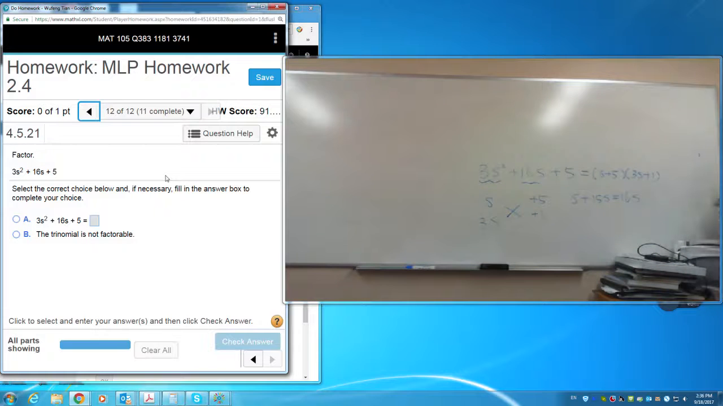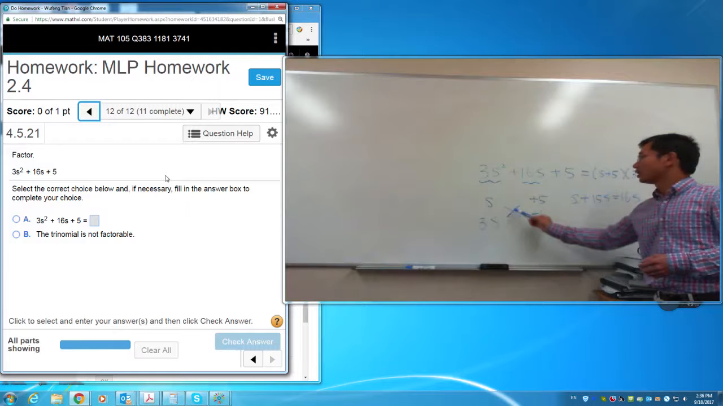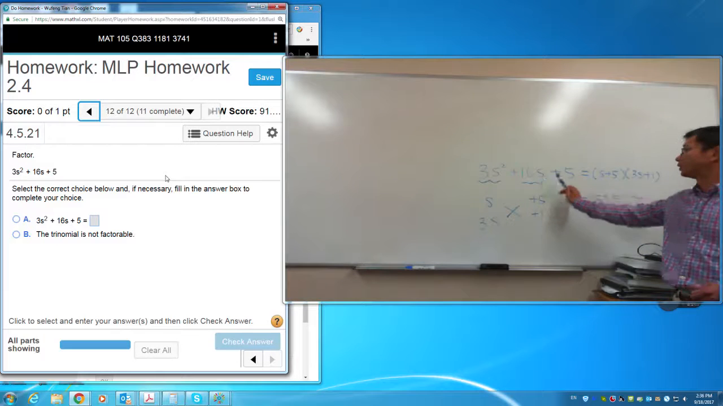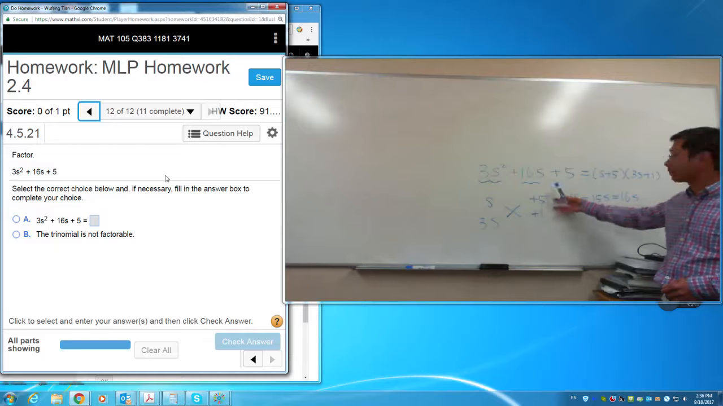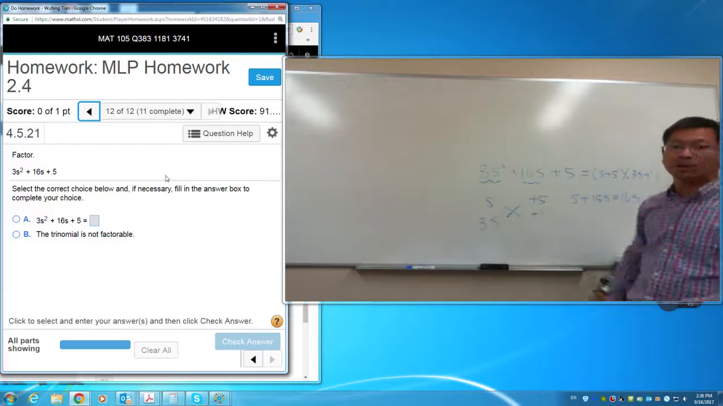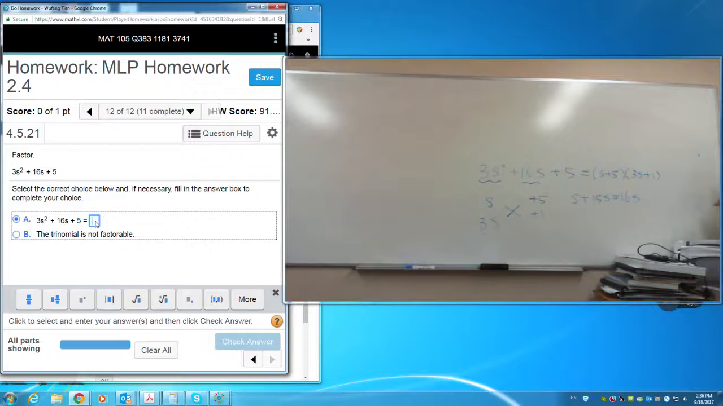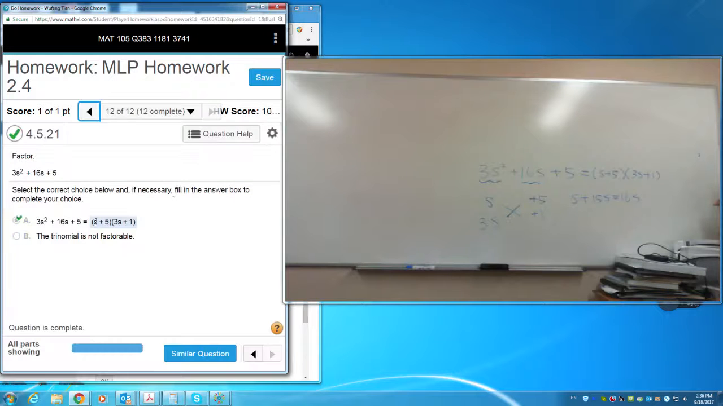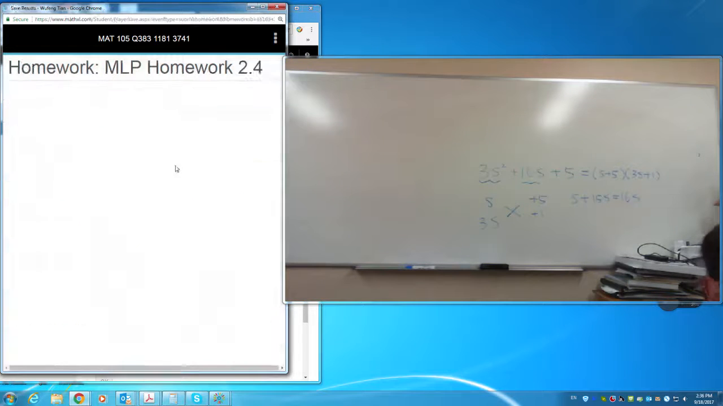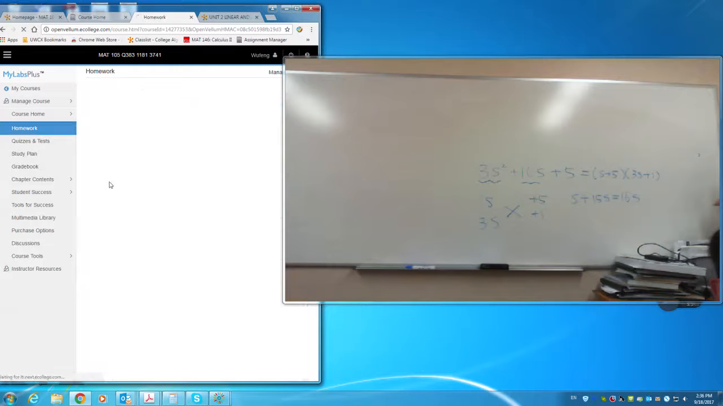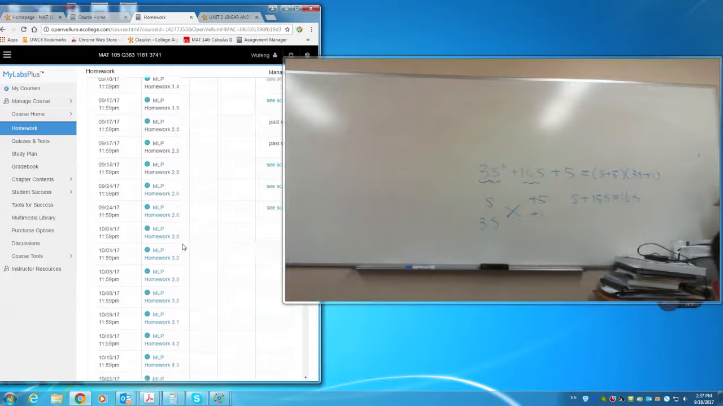Okay. Sometimes you might not be lucky to have those numbers correctly give you the middle one. So just switch those two. Switch the numbers, try other factors. Okay. So this one is s plus 5 times 3s plus 1. Okay, this is this homework. Let's do the next one, 2.5.